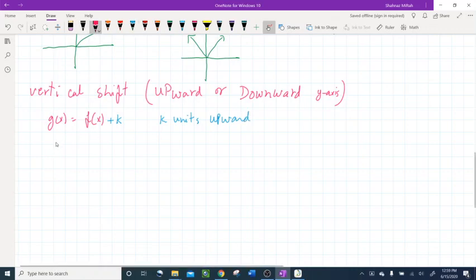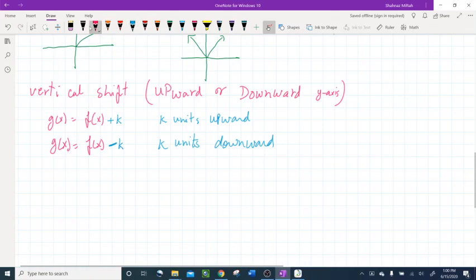Okay, let's try g of x equals f of x minus k. When it's a constant and you have a minus there, it means k units downward.